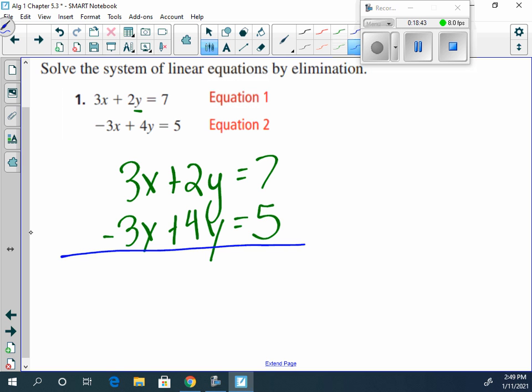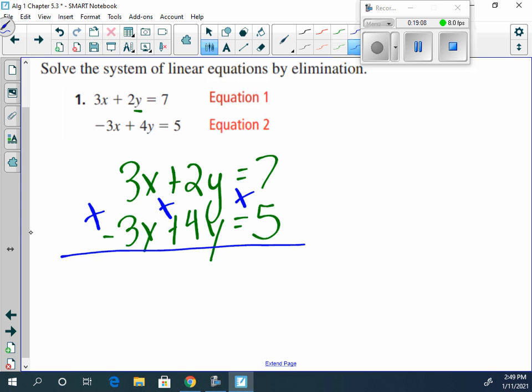We would add because one of them is positive and the other is negative. So if the signs are opposite, we add them together. If the signs of what we're wanting to eliminate are opposite, then we add. If they're the same, we subtract. And we only really get to the add and subtract once we have a set of variables that have the same number in front of them.